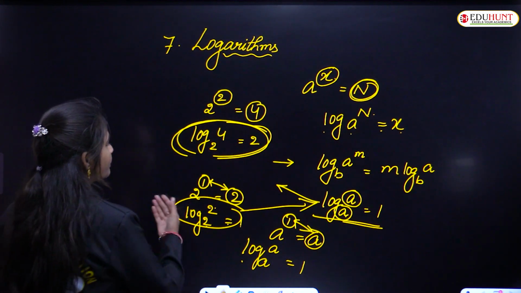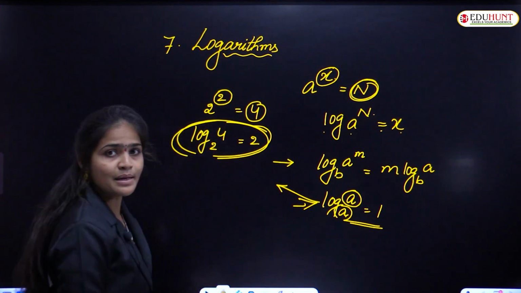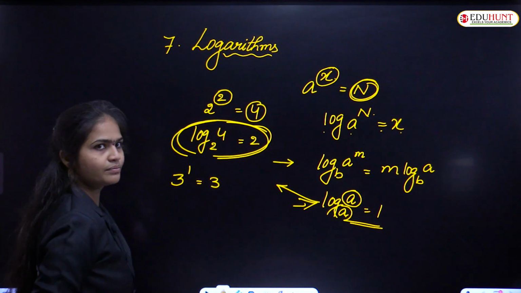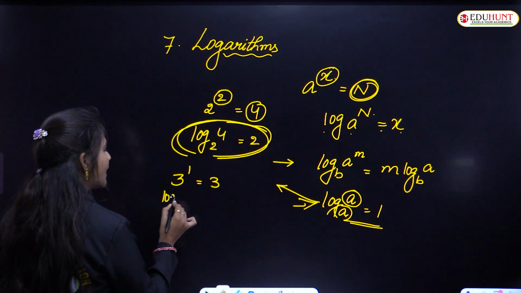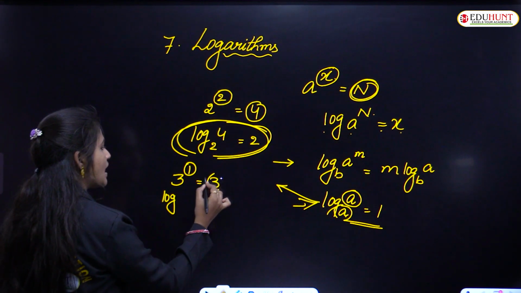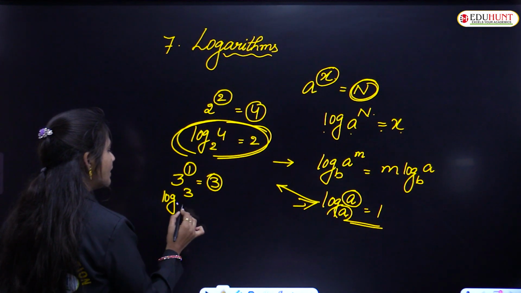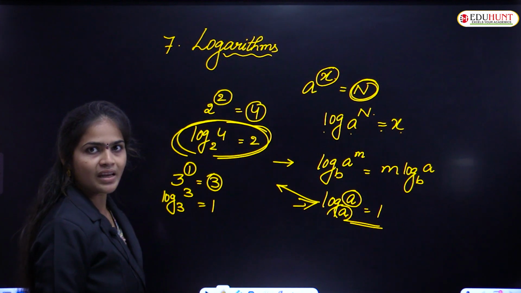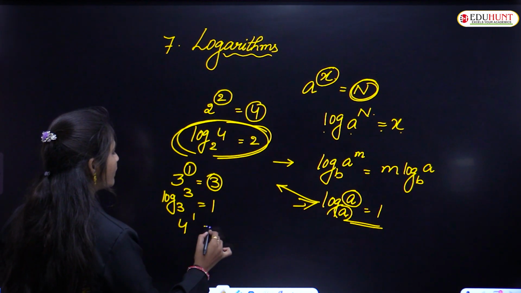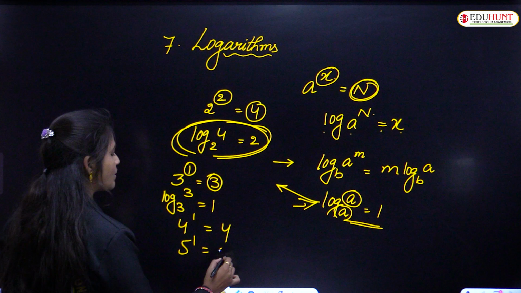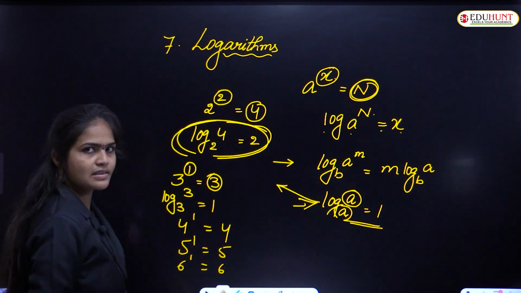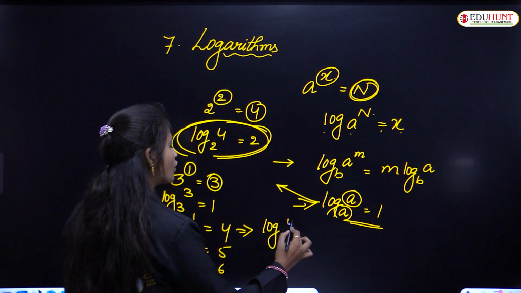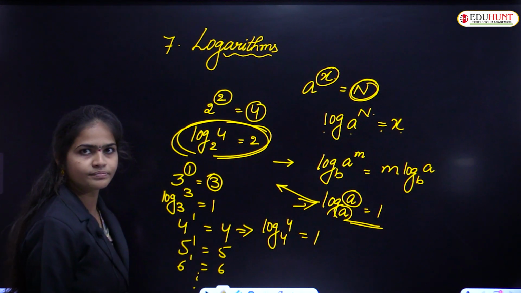Like this only, some other examples. We know that 3 power 1 is equal to 3. By applying the log, we just transpose these two, so log 3 base 3 is equal to 1. Log a to the base a is equal to 1. One more example: 4 power 1 is equal to 4, 5 power 1 is equal to 5, 6 power 1 is equal to 6. Already I told you, right? So by applying the log, log 4 to the base 4 is equal to 1.